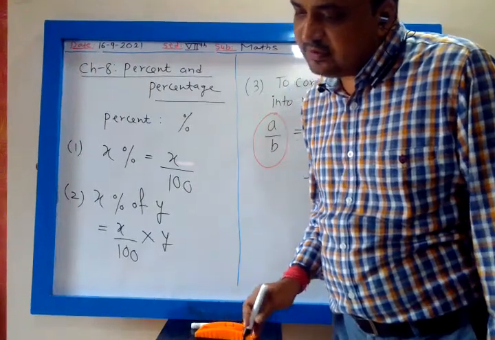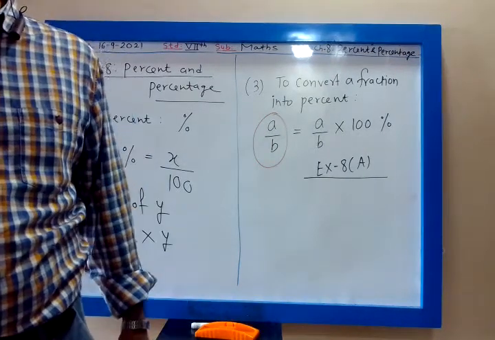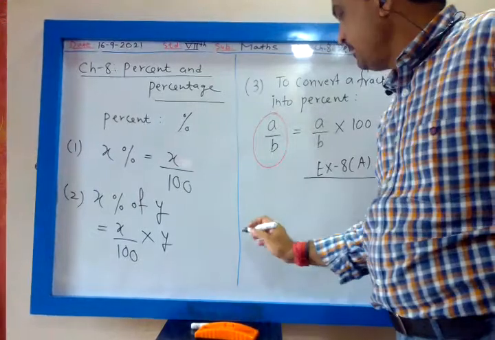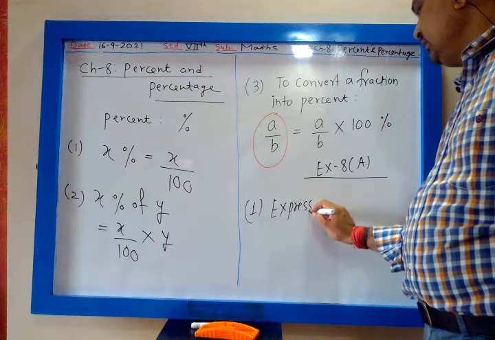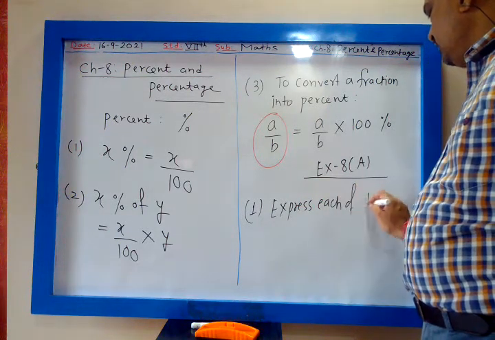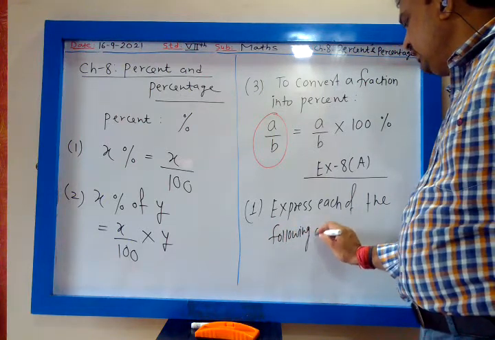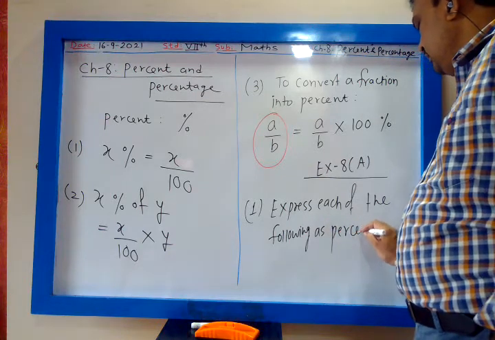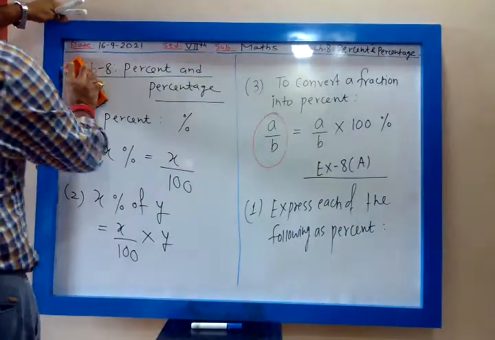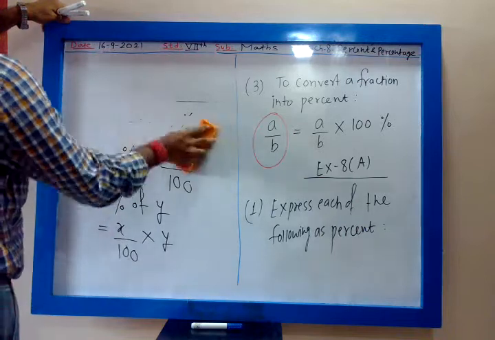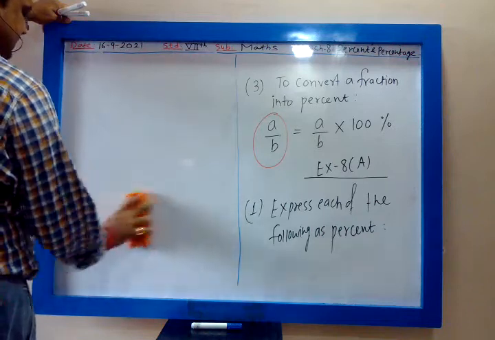Express each of the following as percent. So you have to check whether you are given a fraction or a whole number. If it is a fraction, multiply by 100, you will get a percent. Whenever it is a fraction, multiply by 100, you will get a percent.